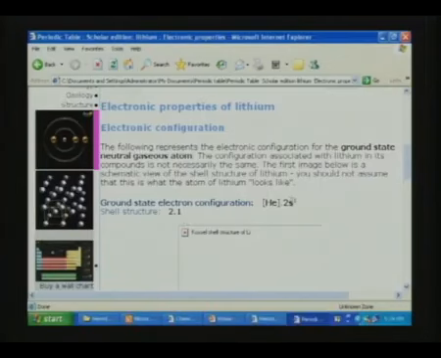So we come back to lithium. The electronic configuration, you see, the core is of helium, 1s2. You can write it in this way also. In square brackets, you can write helium. It denotes the configuration of helium, and with that you write 2s1.